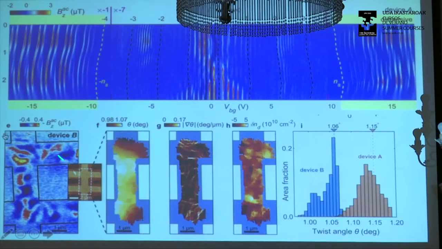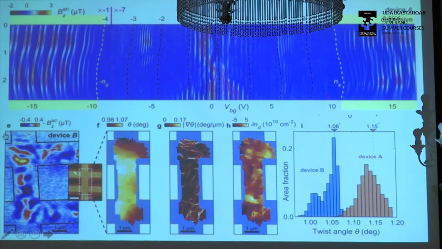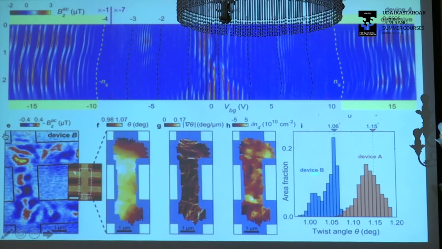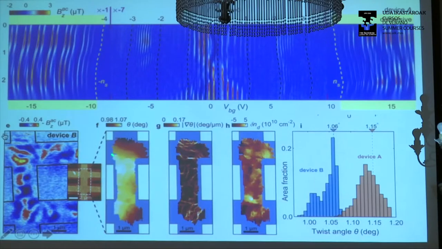So we can build maps of the local twist angle with a precision of 0.002 degrees or better, depending how much we average, okay? So this is a map for a device such as the previous one, where it had exhibited this very high quality behavior. If you look at the entire region, this is the histogram for device B. You can see that there is almost a 0.1 degree variation in the twist angle, but the central region in between the R_xx contacts, where we measure this high quality signal, it's about 0.02 degrees.